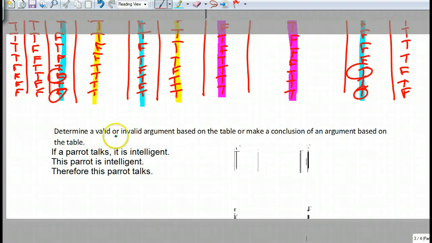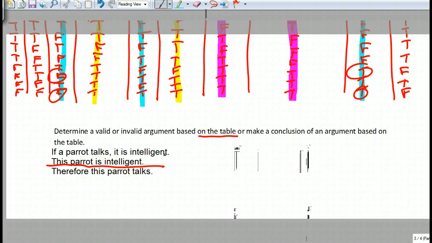This one says determine a valid or invalid argument based on the half sheet of paper I gave you guys that looks like this for the projects. This one is on the test. It's actually reprinted on the test, so you'll be using this to determine if it's a valid statement or not. So let's write this out. We have, if a parrot talks, it is intelligent. This parrot is intelligent, therefore this parrot talks.